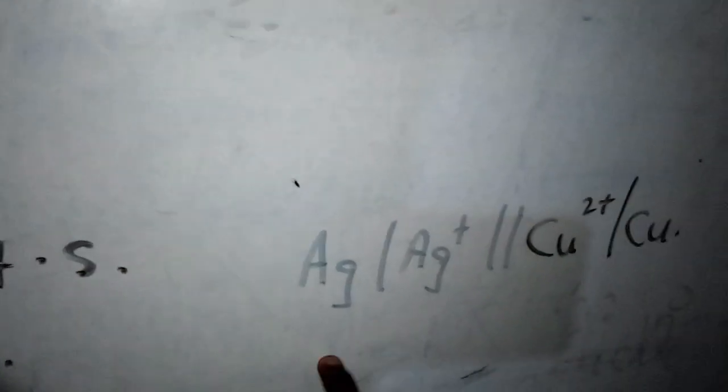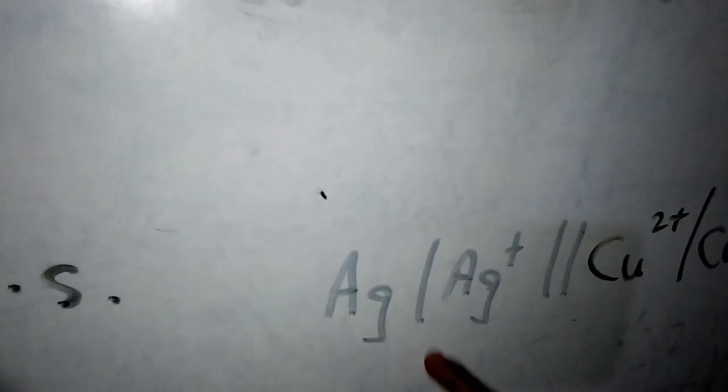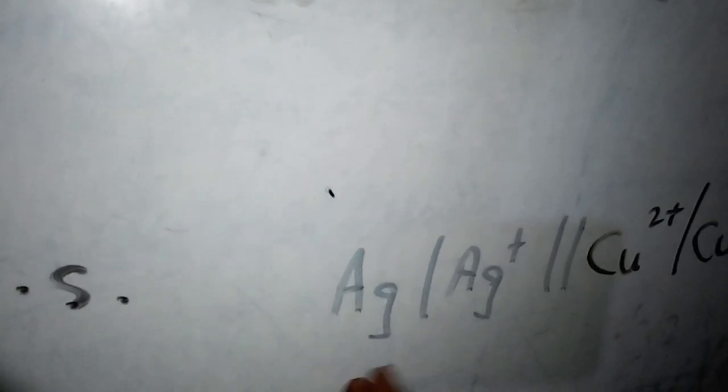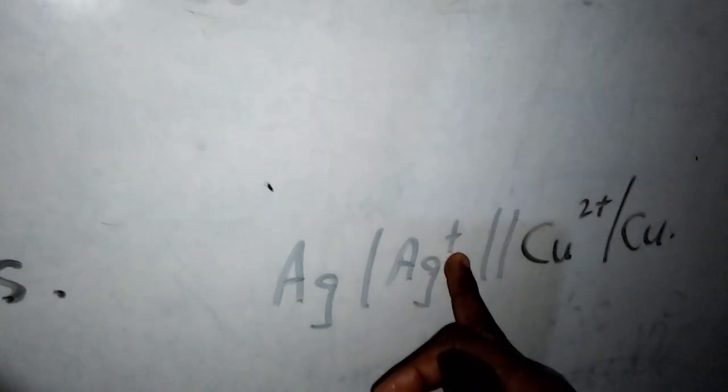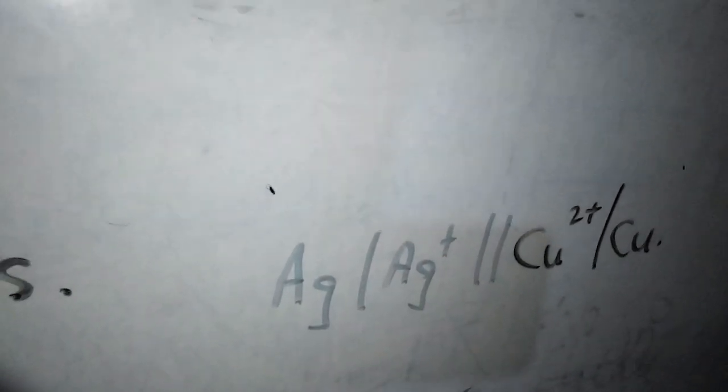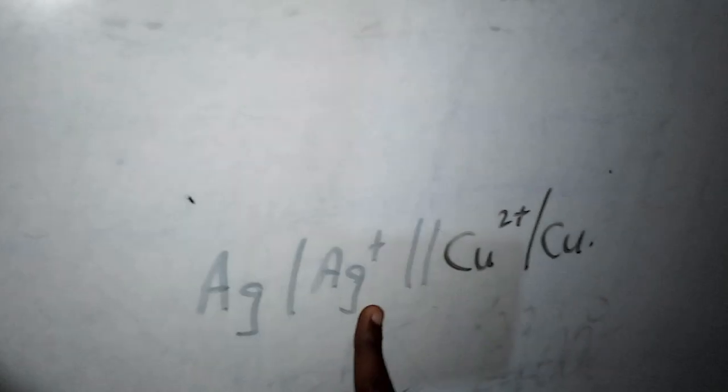Ag, your silver, Cu, your copper. Are we getting it now? So now you see this single slash here. They asked it in WAEC last year. They said, this single slash, what does it mean? It means phase boundary. This is Ag solid. This is Ag ion. One is a molecule, one is an ion carrying charge.